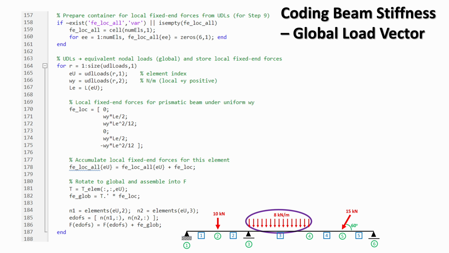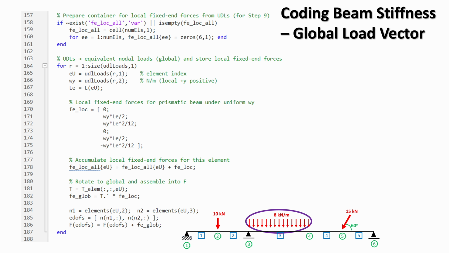The code begins by creating a container to store these local force vectors for every element, even if some elements have no distributed load. We then loop through the distributed loads. Each entry gives the element number and the load intensity defined in the local y direction. A downward load therefore appears as a negative value. For each element, we calculate the fixed end force vector using the standard expressions. For example, the shear terms are W times L divided by 2, and the moment terms are W times L squared divided by 12. These forces represent the effect of the distributed load at the element ends.